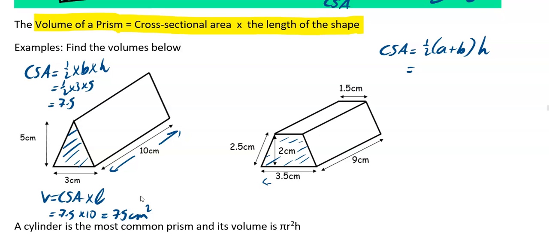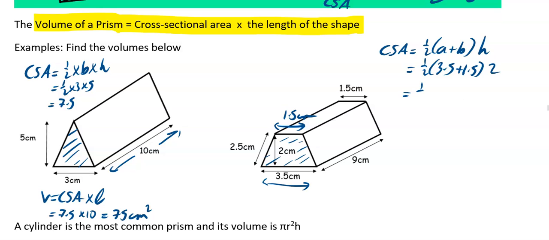One of the parallel sides is fine, it's 3.5. The other one is not so easy, but if you drag this 1.5 along here, this dimension here is also going to be 1.5. So I'm just going to label that to make it really clear. That's 1.5 centimeters. So 3.5 plus 1.5 in the bracket, and the perpendicular height, the perpendicular distance between them, is going to be this 2.